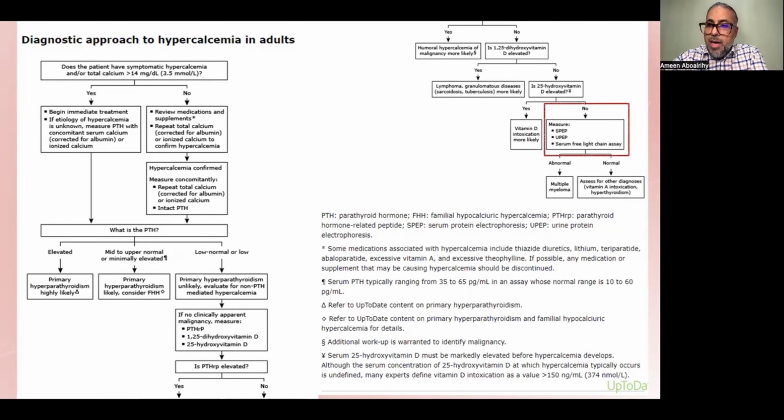If it is not elevated, then you measure serum and urine protein electrophoresis to look for light chains as well. If they are abnormal, multiple myeloma is at the top of the list. If it is normal, then assess for other diagnoses like vitamin A intoxication or hyperthyroidism.